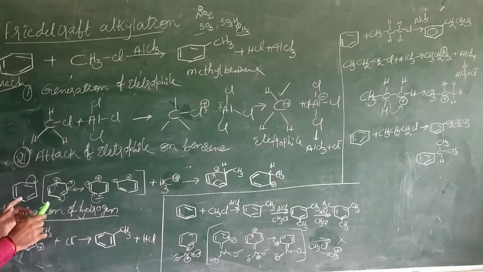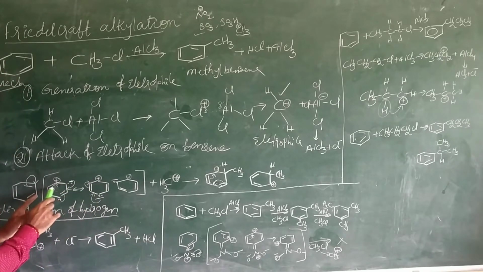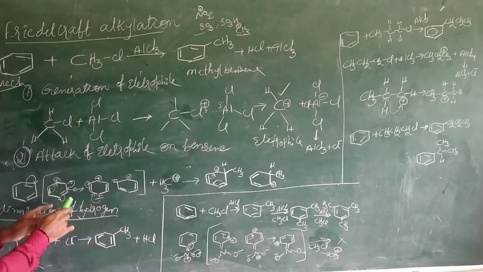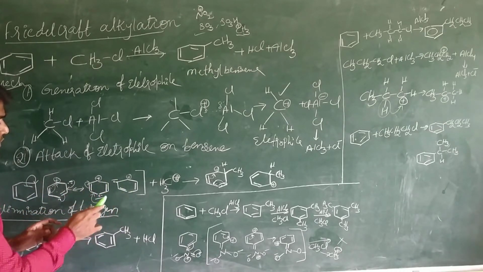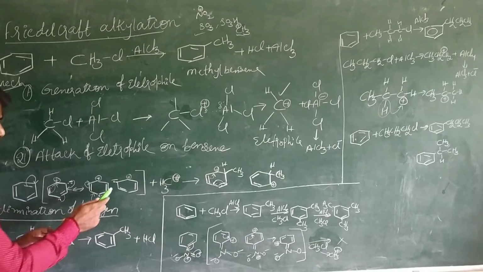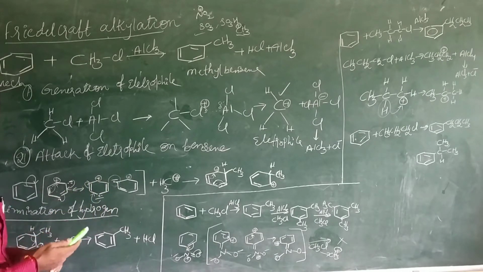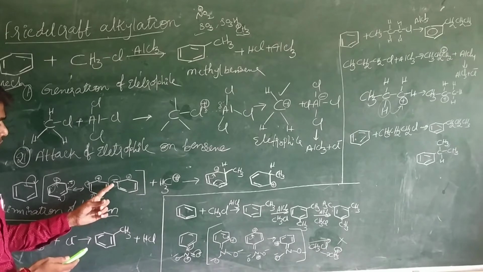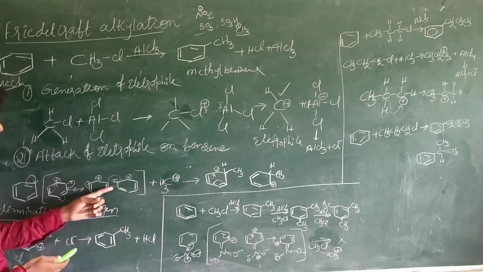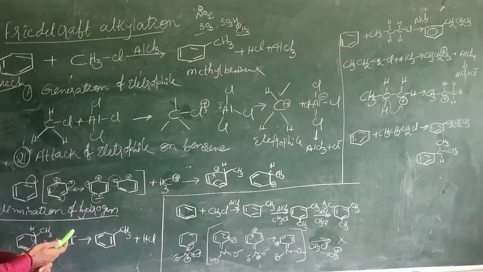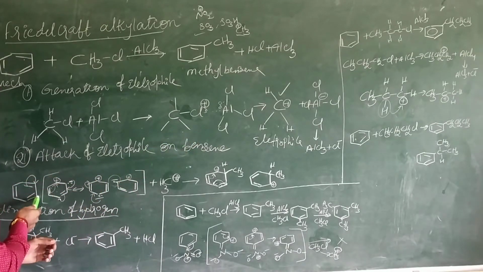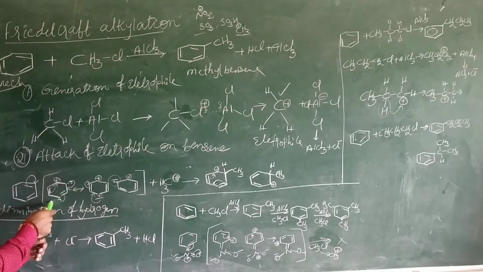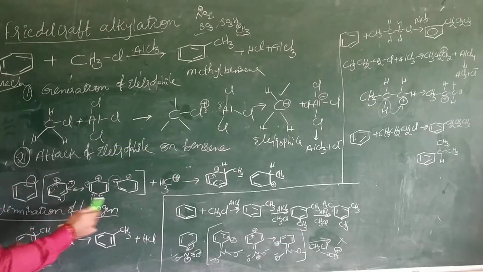Now see here, when benzene is undergoing delocalization, we are getting a negative charge on the ortho and para positions. Here we can clearly see this is the ortho position and the para position. Ortho and para positions are getting negative charge. And when the electrophile needs electrons and benzene has electrons, a reaction takes place between the benzene and the electrophile.